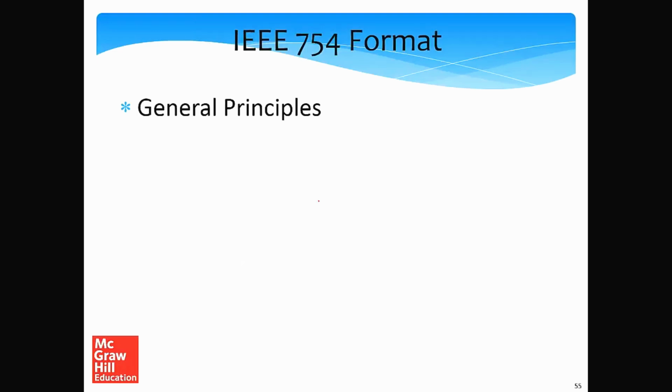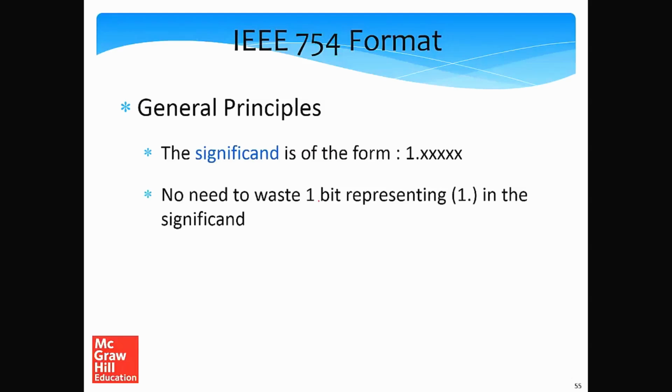So let's now take a look at the IEEE 754 format for representing floating point numbers and take a look at the general principles. So the significand should be of the form 1 point something. If we have 32 bits, so this is a 32-bit number system, and if every significand is 1 point something, there is no need to waste 1 bit representing that 1. We can assume it as the default, that it's always there. We just need to save the mantissa bits, right?